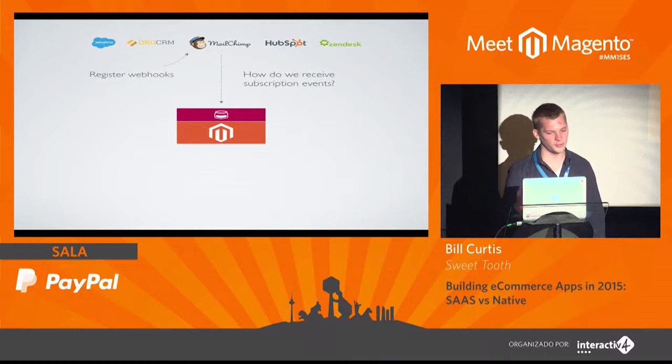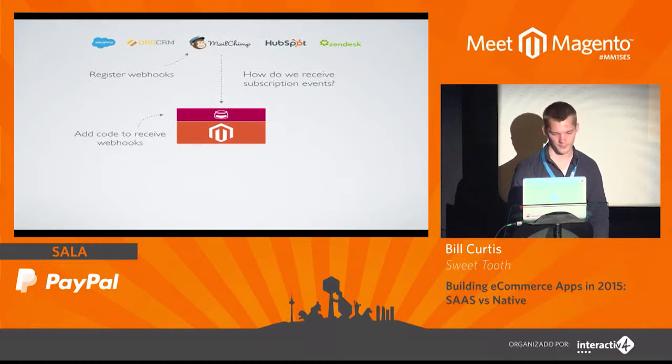Well, the good news is MailChimp also has very good webhooks. So our extension can register webhooks on MailChimp, and then all we have to do is add code that receives that webhook. So this all seems pretty simple, and you could build it with Sweet Tooth as a Magento extension.